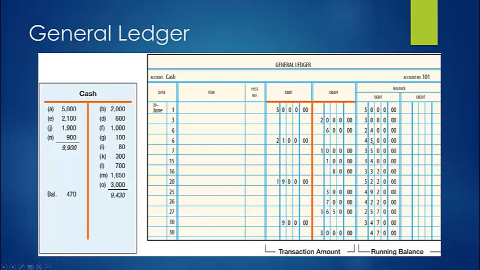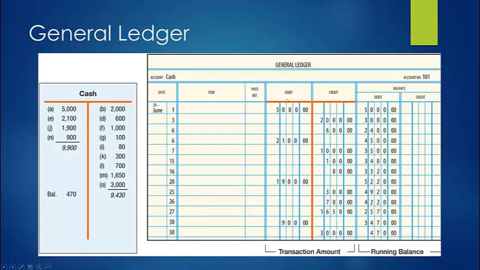Okay, so here we've got another credit for $1,000, a debit of $4,500 with a resulting balance of $3,500. So after every transaction, we're going to get a new balance, and then our final balance at the end of the month here is a $470 debit.